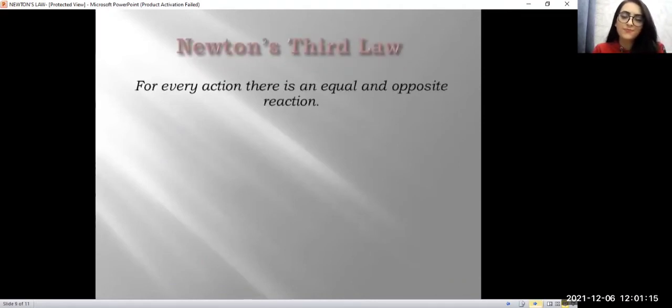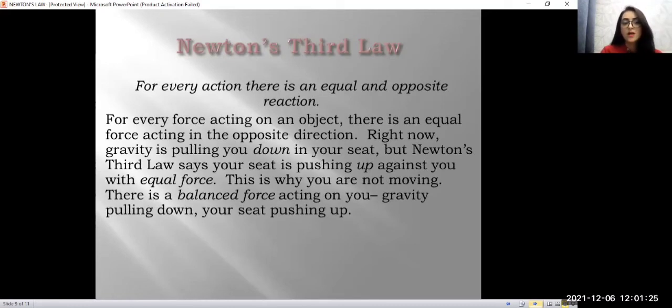Newton's third law. For every action, there is an equal and opposite reaction. For every force acting on an object, there is an equal force acting in the opposite direction. Right now, gravity is pulling you down in your seat, but Newton's third law says your seat is pushing up against you with equal force. This is why you aren't moving. There is a balanced force acting on you: gravity pulling down, your seat pushing up.